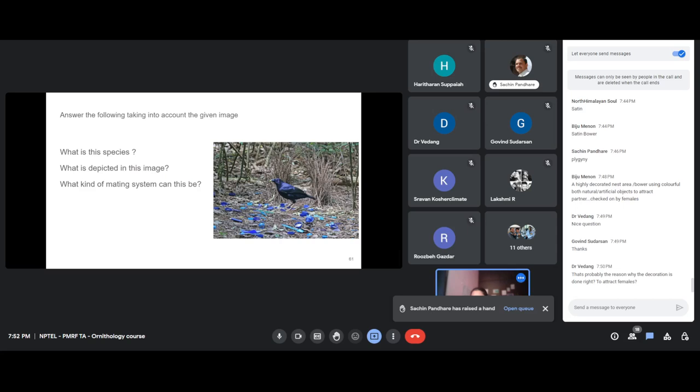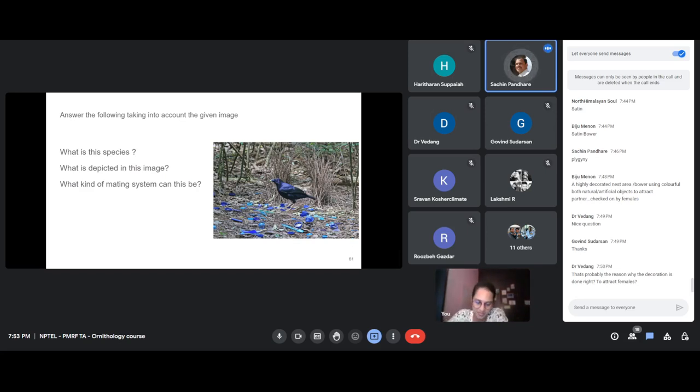Yes, Sachin. I'm still not very sure about this system. The reason being, the female has to go to each of the bowers to find the most attractive male. Correct. Now, how does she know that there are no pending bowers or something like that? Oh, she's probably well-vetted. No, that's true. She must be probably visiting multiple bowers and revisiting them again. I'm not sure, but that could be a possibility.